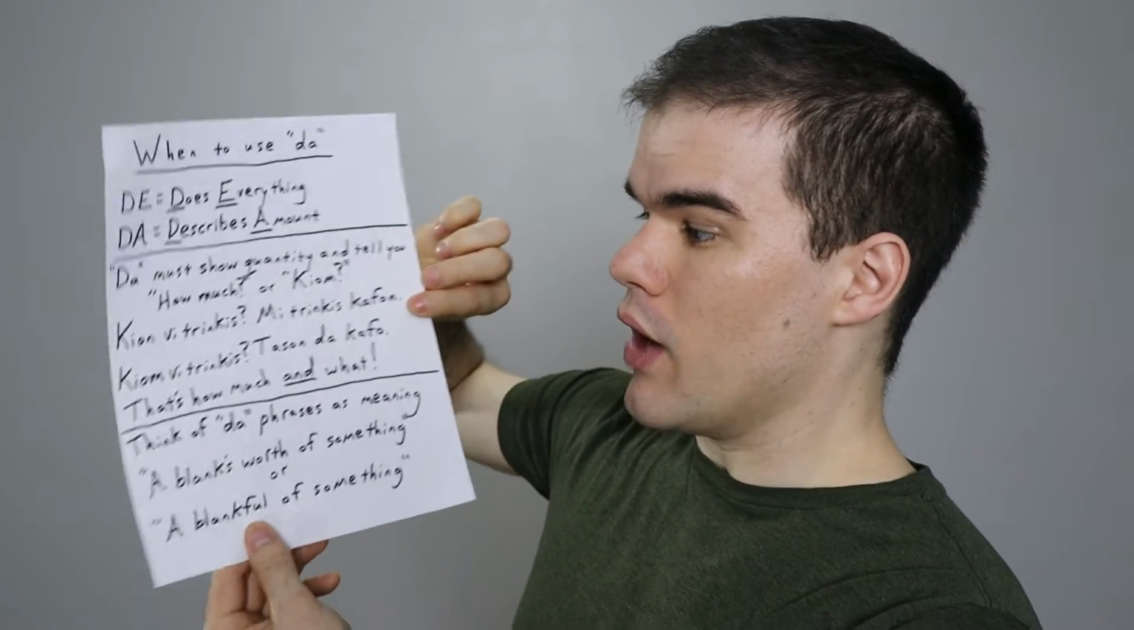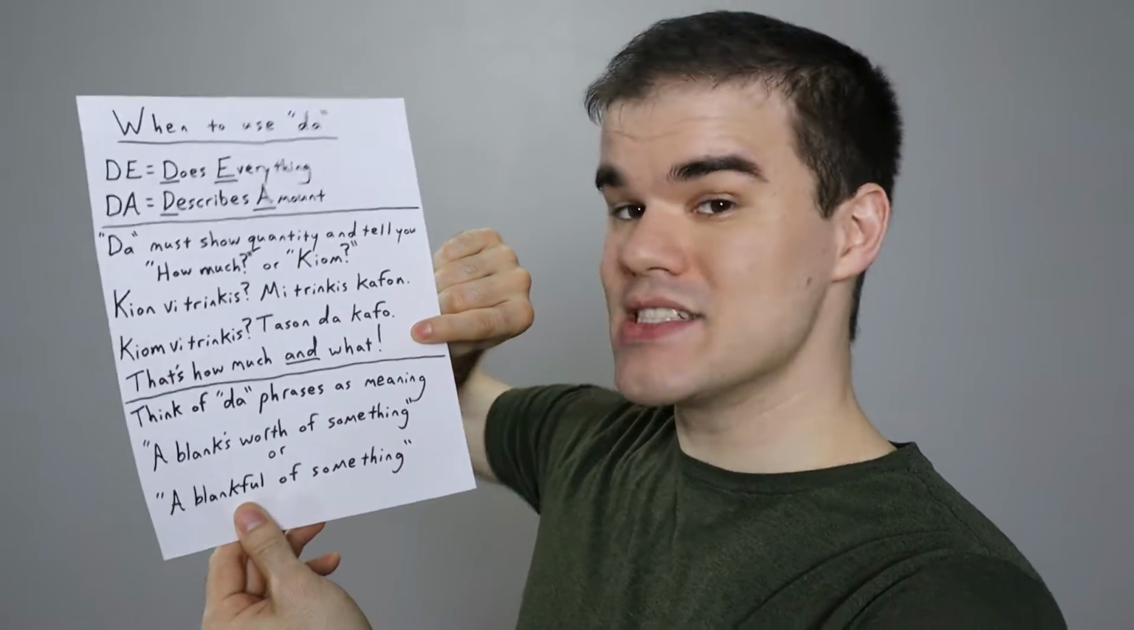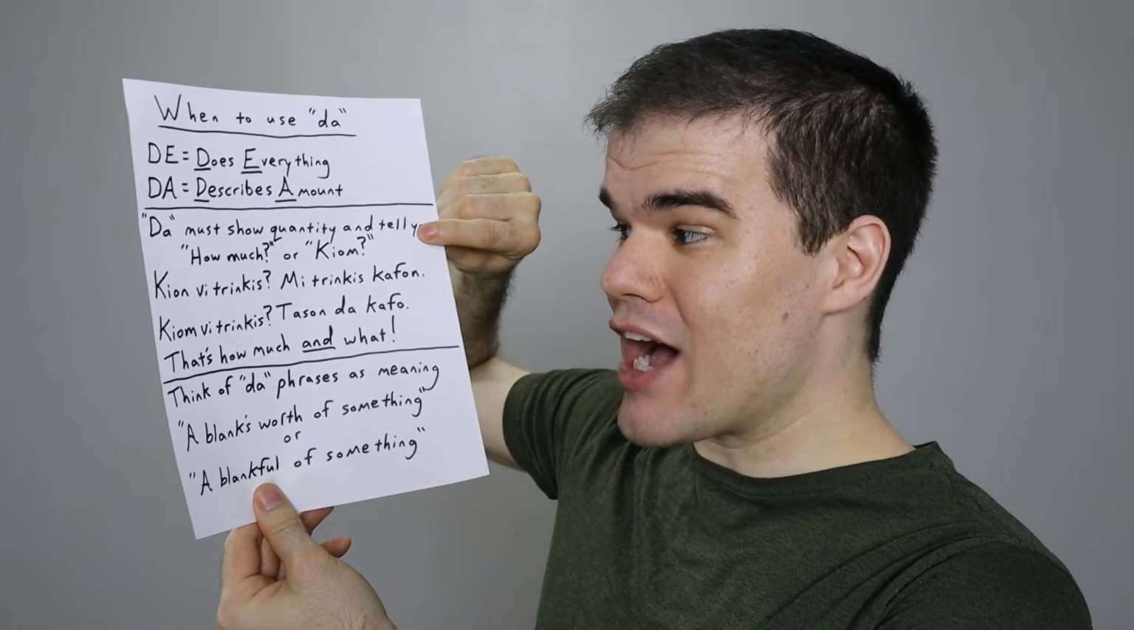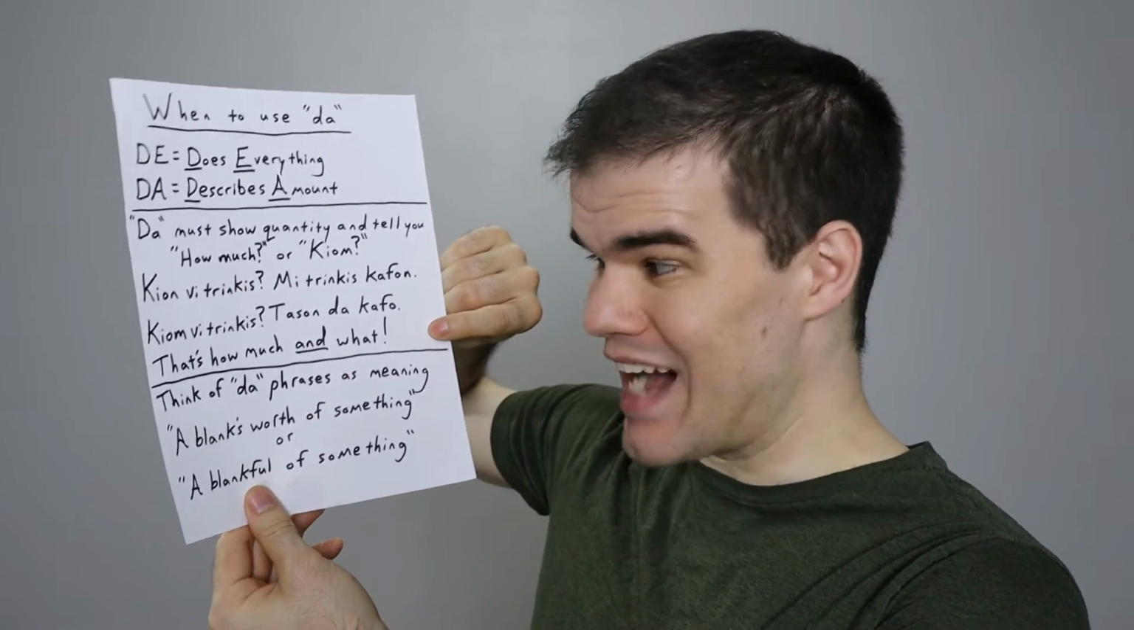At the same time, you're also letting slip what it is you're drinking. You're answering 2 questions for the price of 1. How much? A cup. And what was it? It was a cup of coffee. So there you go. This does double duty. That's how much and what. So if you're not answering how much, you shouldn't be using da there.